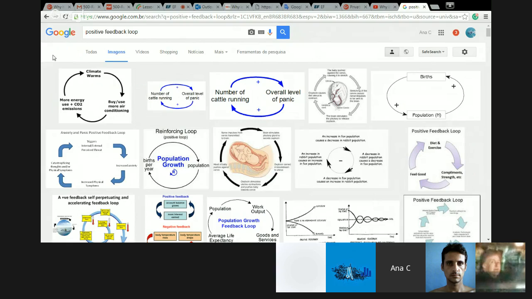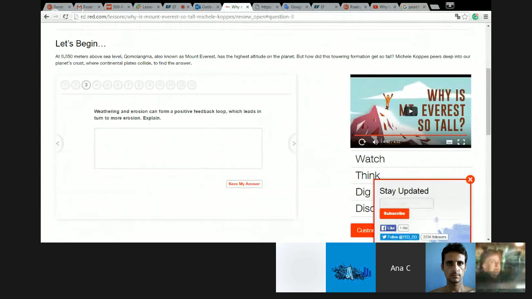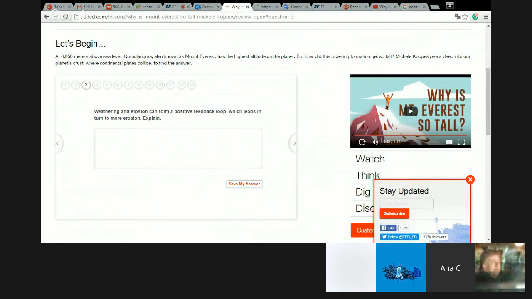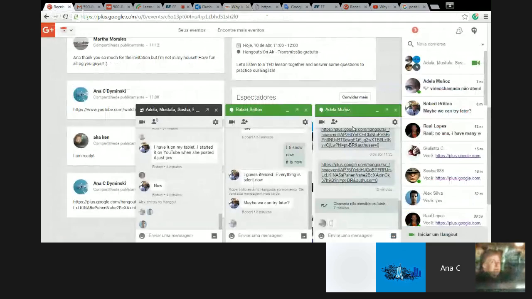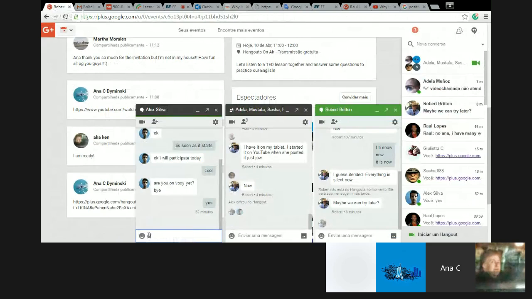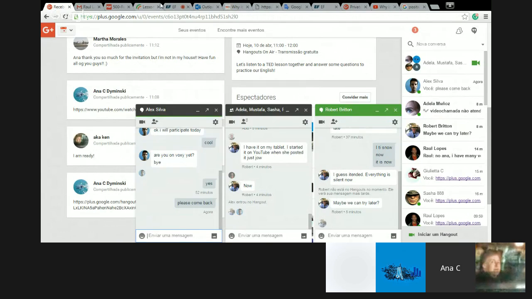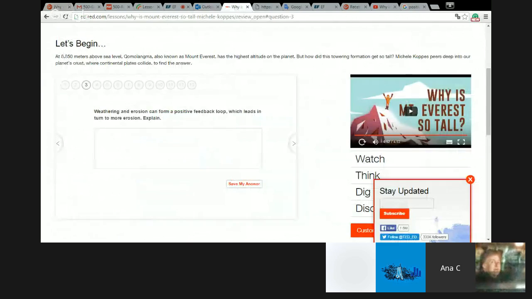Okay, could you let me go back to the page for you to explain? So weathering and erosion. I think the answer for this question would be: weathering shapes the mountainside, or the mountain steep. So the mountainside is going to be shaped by weathering and erosion. As far as I know, they are related processes. So weathering and erosion are going to shape the mountain cliff. This is what I know, but it's good to know about the positive feedback loop. I didn't know it before.